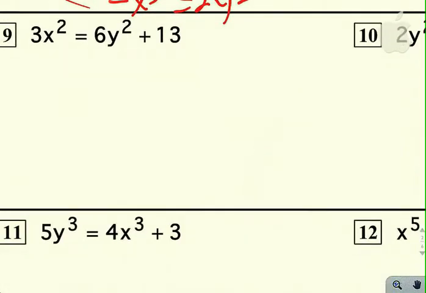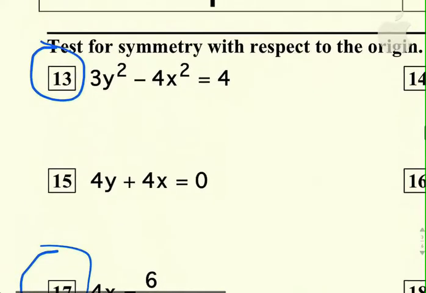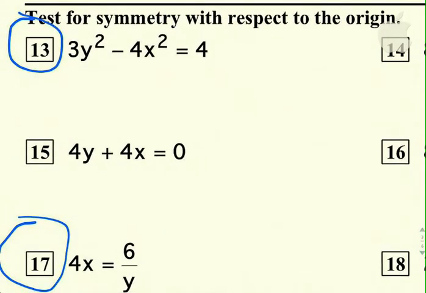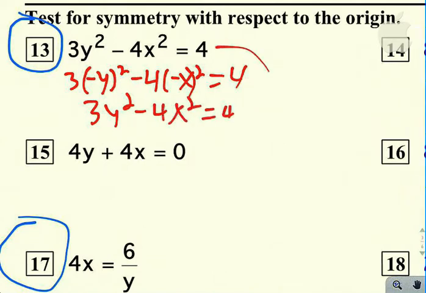Okay. Let's see what's next. Origin symmetry. All right, we've got to test for origin symmetry. Number 13, you negate the x and the y. And that would be 3y squared minus 4x squared equals 4. Same as the original equation. So there is a yes on origin symmetry for this one.